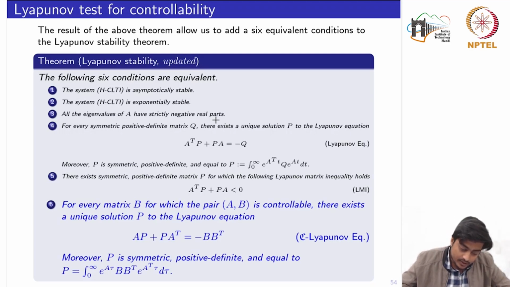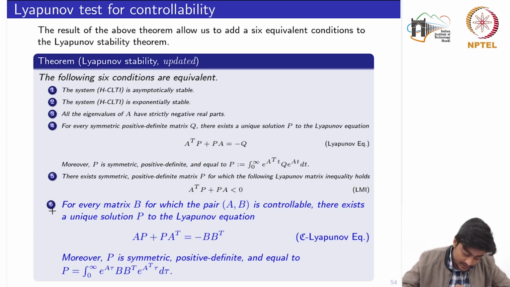So the result of this theorem in fact allows us to add a sixth equivalent statement to the Lyapunov stability theorem. So now we have just updated that Lyapunov stability result, that the system, this homogeneous CLTI, is asymptotically stable. The system is exponentially stable. So the first 5 statements, in fact, we have already shown the equivalence in the stability week, that all the eigenvalues have strictly negative real parts. For a given Q, P is a positive definite unique solution to this Lyapunov equation. So this Lyapunov equation we meant by the previously studied Lyapunov equation. And the fifth statement, that this matrix is negative definite.